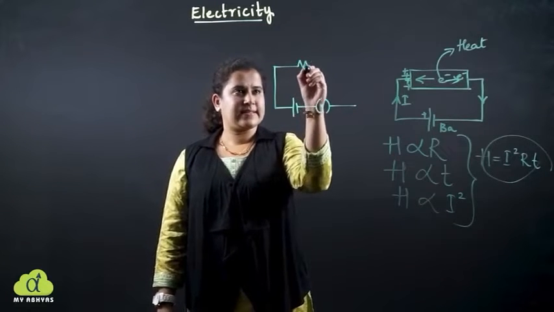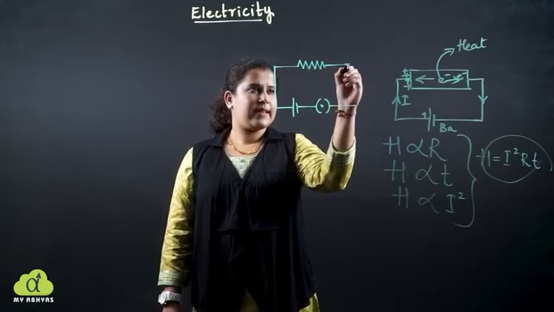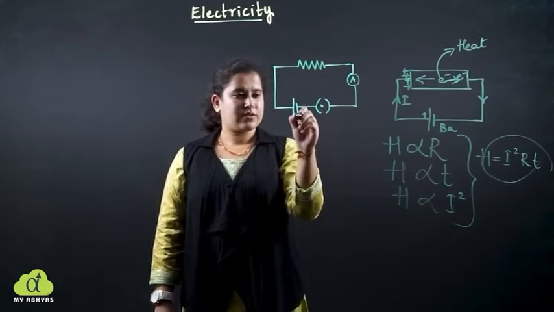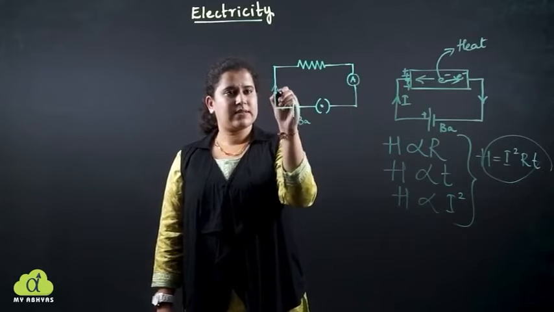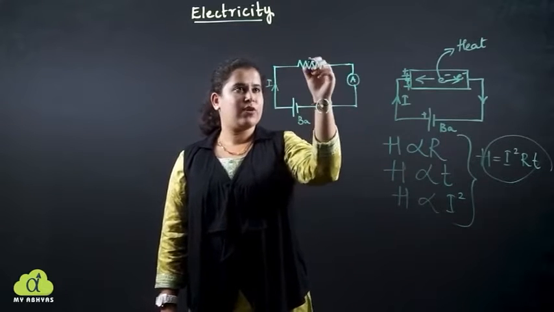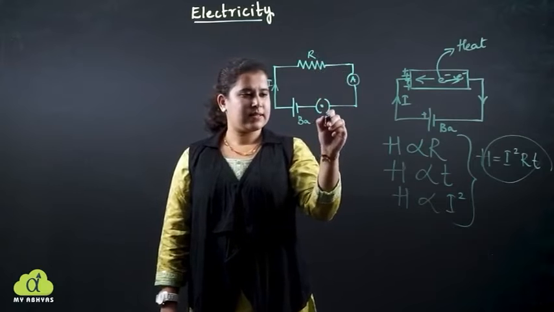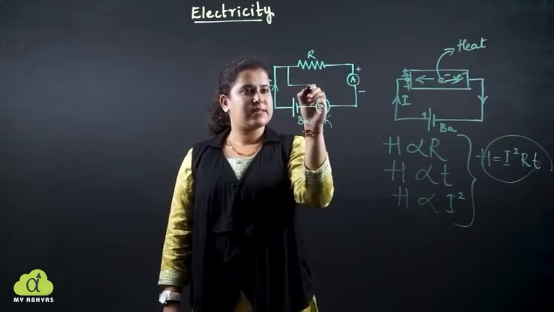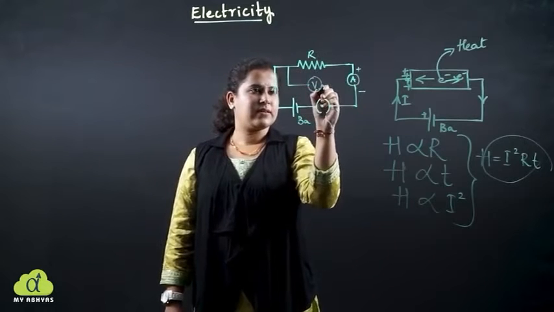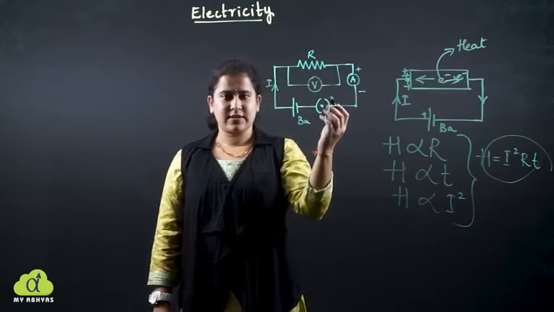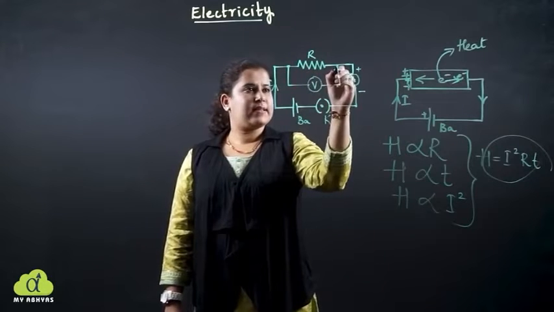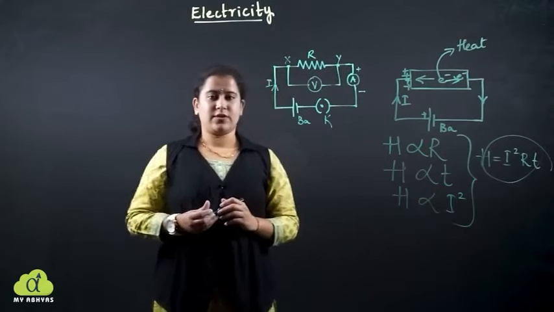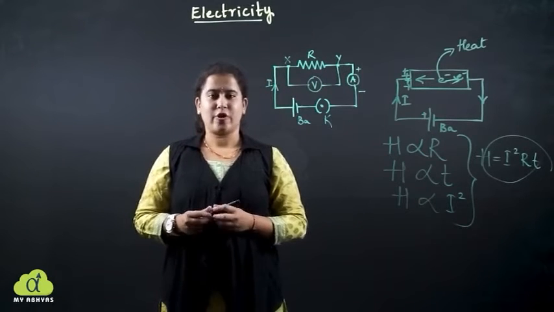So here I'll take a resistance wire, and then here the ammeter which measures the current. So this is my battery. This is the way the electrons flow, and this is R. This is K. This is plus and minus. This is an ammeter, and parallel to this resistance wire, I connect a voltmeter to know the potential difference. So these two points I took as X and Y. Clear? So this is my circuit to prove Joule's law of heating.